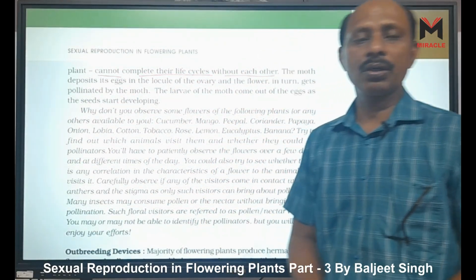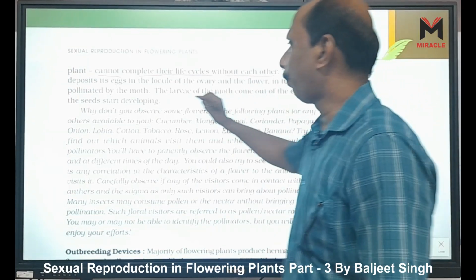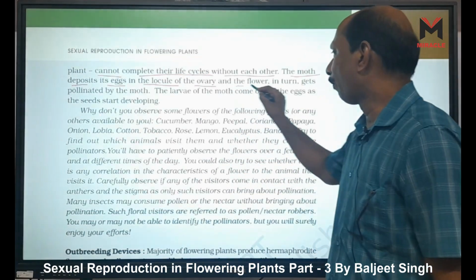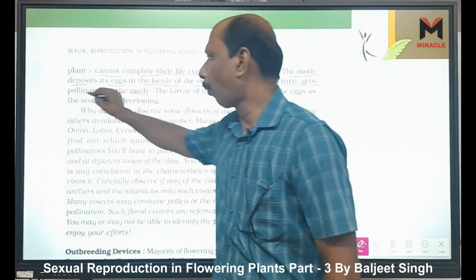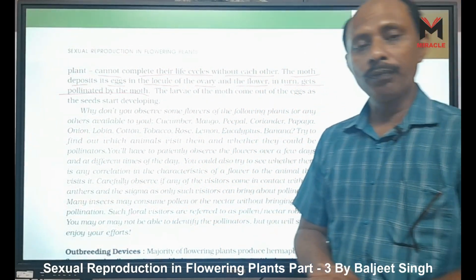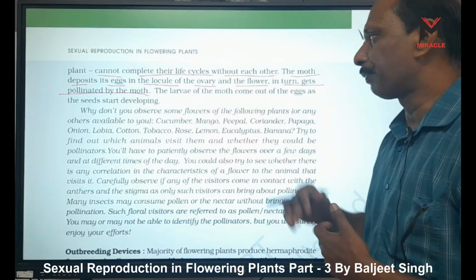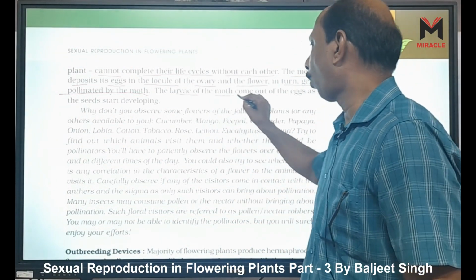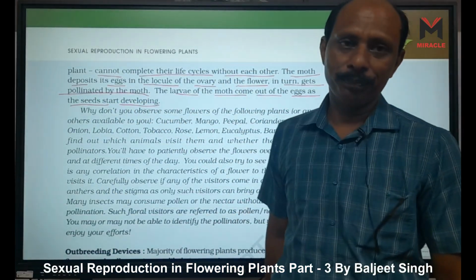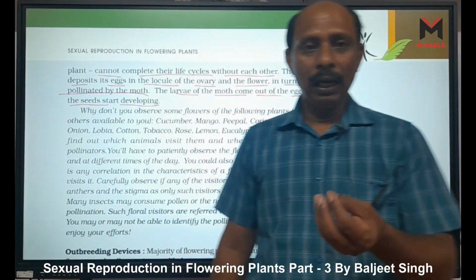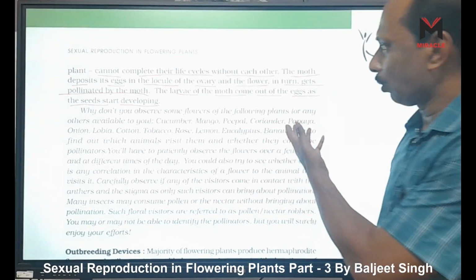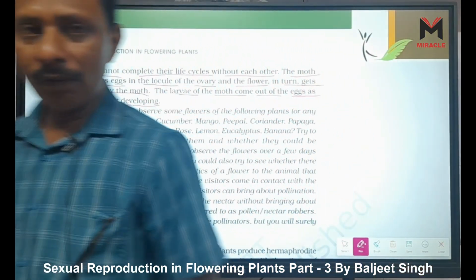They also show commensalism. The moth deposits its eggs into the locule of the ovary, and the flower in turn gets pollinated by the moth. So both are compulsory for completing the life cycle, right? The larvae of the moth come out of the egg as the seeds start developing. The larvae get nourishment from these seeds, and because the flower is also pollinated, the seeds are developing, right?